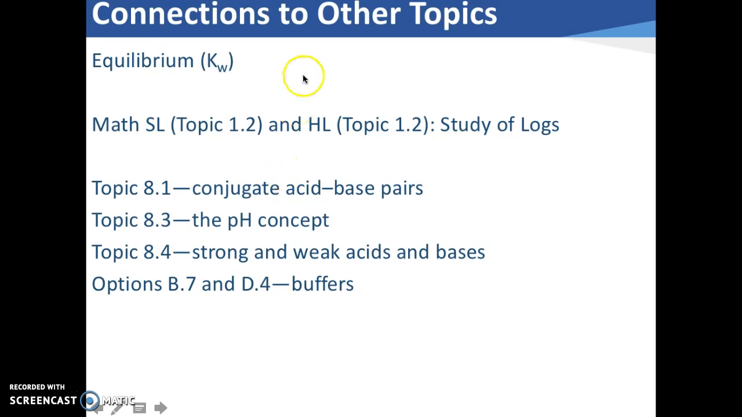This is the only thing I wanted to show you, which was the connection to topic 8.1, 8.3, 8.4, and a connection to a couple of options on buffers, which we'll talk about at the end of the unit.